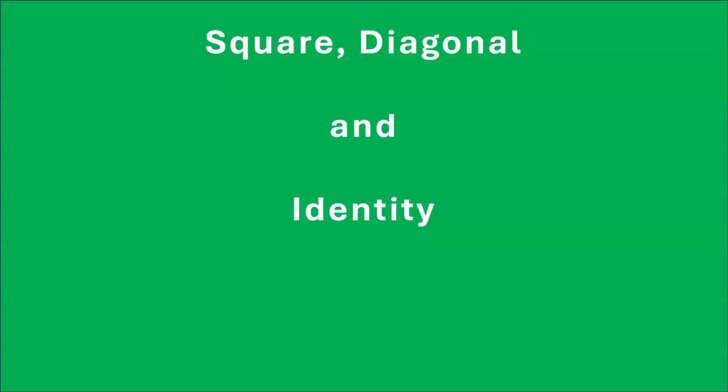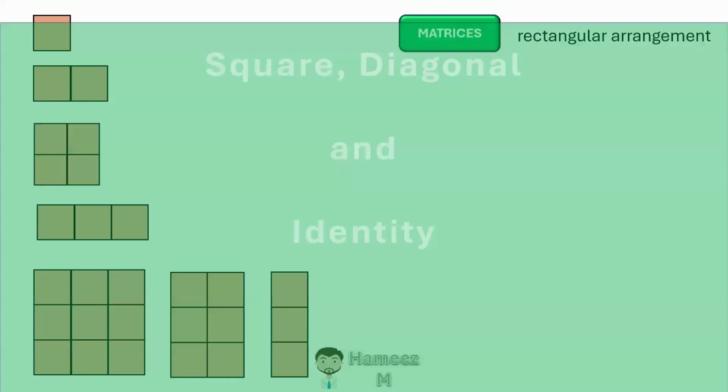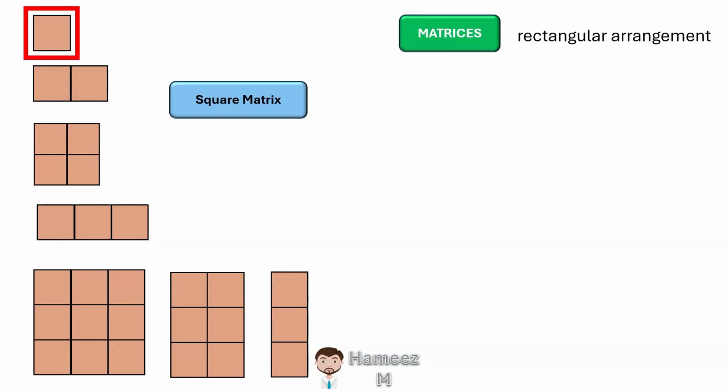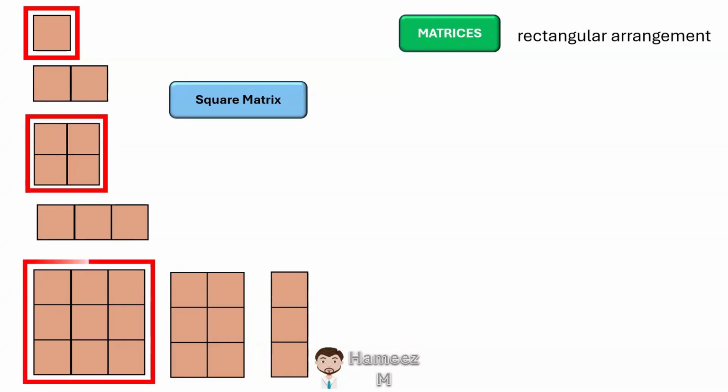Let's now look at other types of matrices, such as square matrices, diagonal matrices, and the identity matrix. So we know that matrices are a rectangular arrangement. If we look at the different types of matrices here, can we see any which are square matrices? Well, the first one. Any more? The third one, which is a 2 by 2. And of course, the 3 by 3.